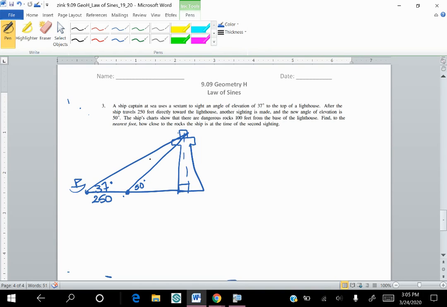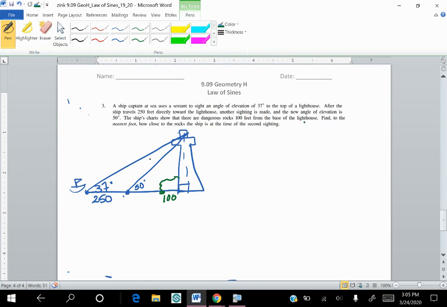So your angle of elevation is going to increase. So we've got that as 50 degrees. The ship's charts show that there are dangerous rocks 100 feet from the base. So we've got these rocks over here, and they go out 100 feet from the base of the lighthouse. Find to the nearest foot how close to the rocks the ship is at the time of the second sighting.